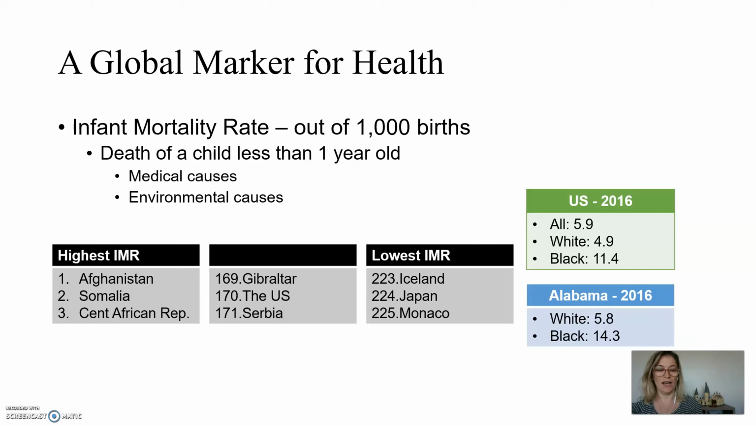Ooh. So the Alabama infant mortality rate for white people is 5.8. For Black people, it is 14.3. We are a part of the Black Belt down here in Alabama, and you can see the medical and environmental causes going into the infant mortality rate between whites and Blacks in the Deep South, right? So both of those have answers to them.